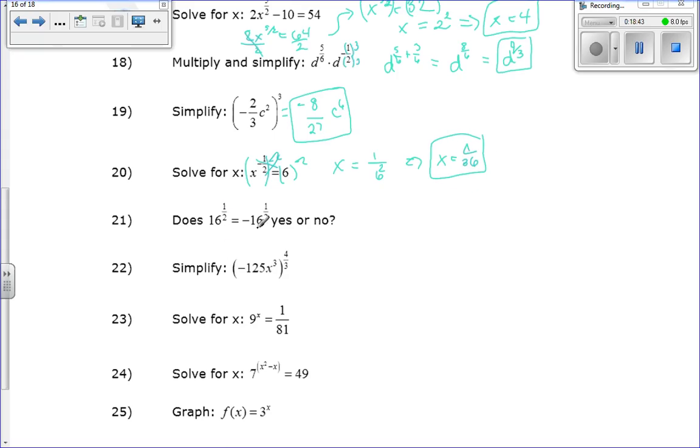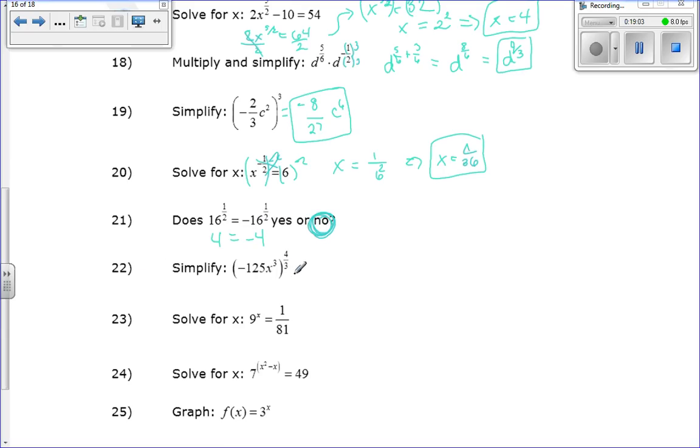Does 16 to the 1/2 equal negative 16 to the 1/2? The answer is no, it does not. This answer is 4. This answer is negative 4. Be careful, remember this is negative 1 times 16.